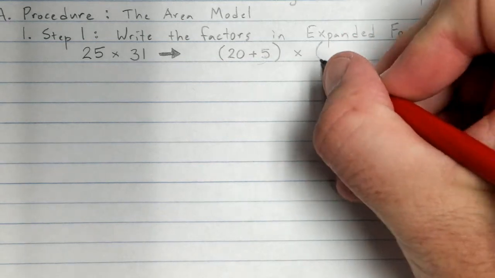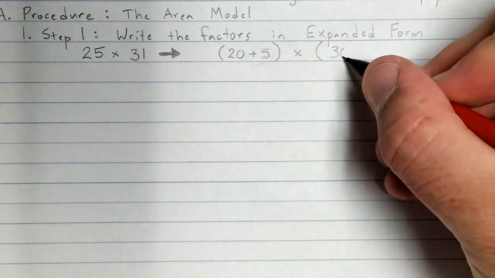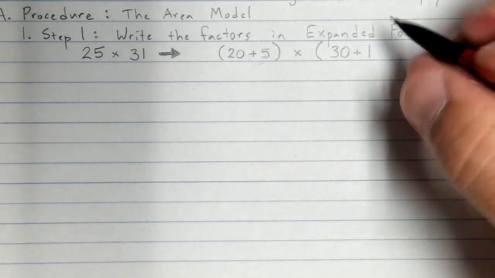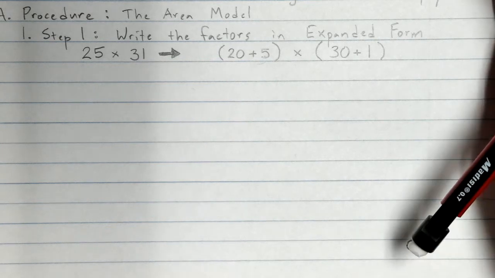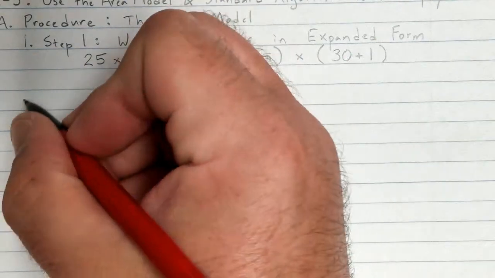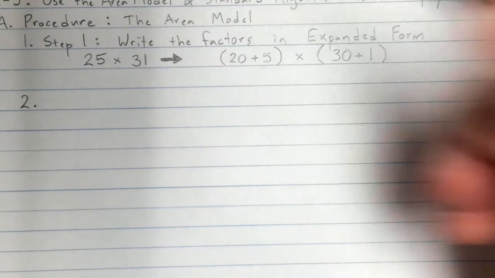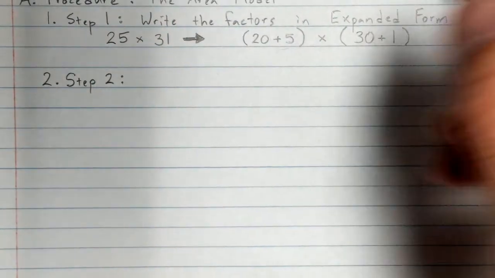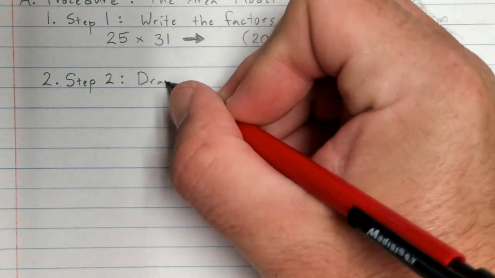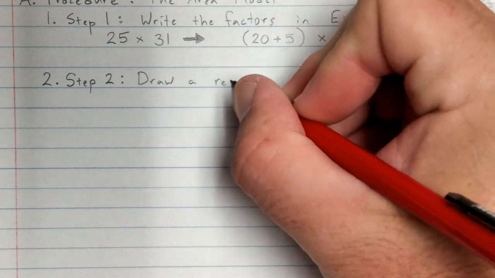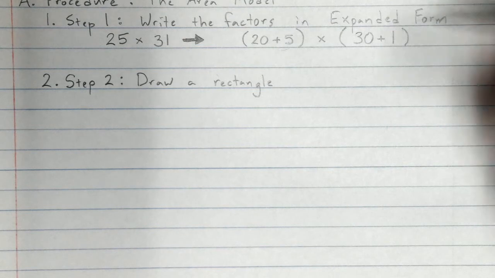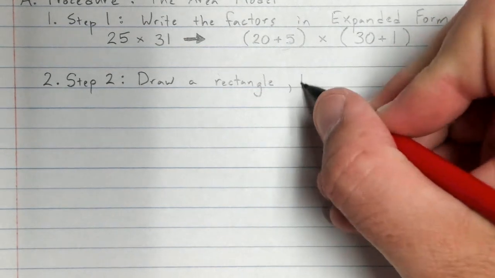And we'll do the same thing over here. 3 tens plus 1, 1. Okay. All right, so there it is in expanded form. Number 2. I'll skip a line to kind of keep this clean so you can see what's going on. For step 2, we're going to draw a rectangle. Draw a rectangle. This is again where the area model gets its name. We're going to find the area of this rectangle. Draw a rectangle.